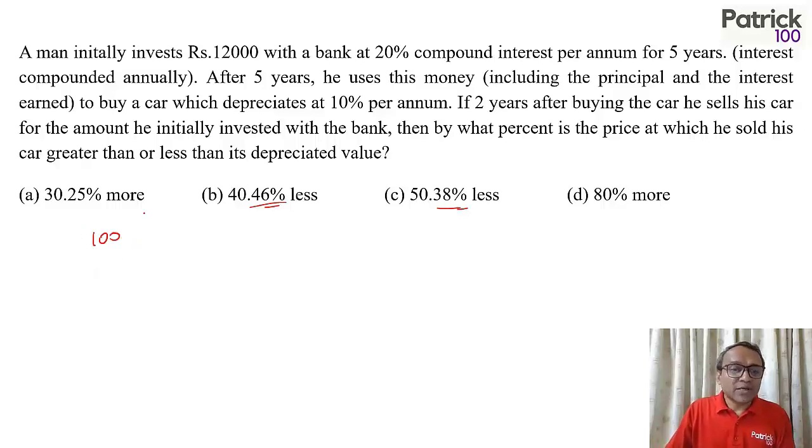So let's say you invest 100. I'm just showing it by 100. You can take 12,000 also and solve. But normally in such calculations, just to make you understand, when the options are in percentage or maybe a ratio, you can always assume 100 and solve instead of taking a complicated value which will increase the calculation.